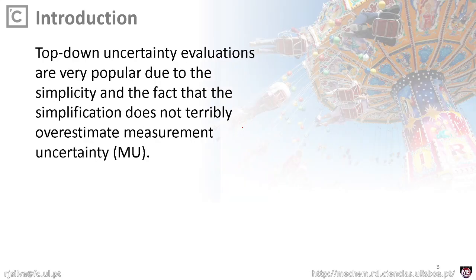Top-down uncertainty evaluation, and specifically the ones based on in-house method validation, are very popular due to the simplicity of the calculations and due to the fact that that simplification does not overestimate the measurement uncertainty too much. So this process typically will not affect the production of fit for purpose measurement uncertainty, or adequately low measurement uncertainty.